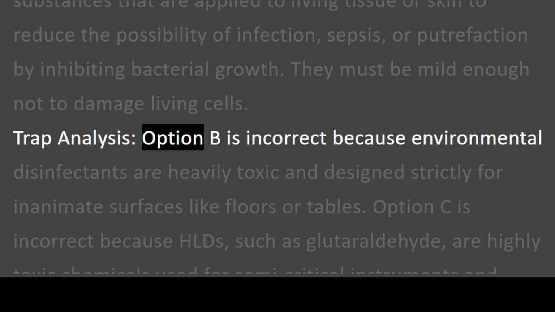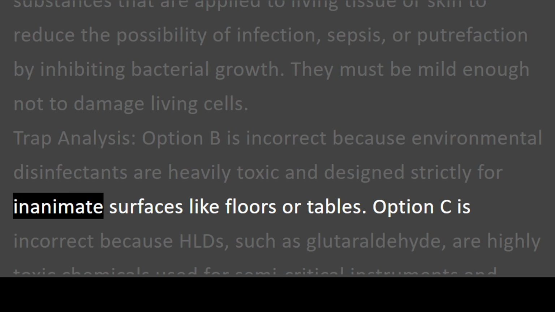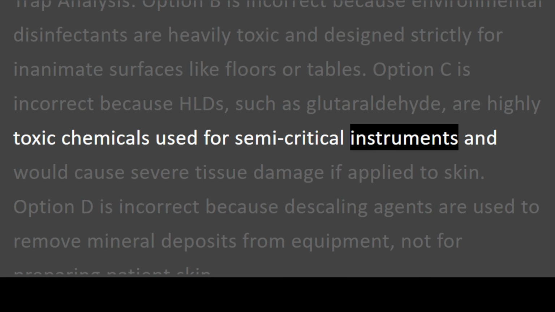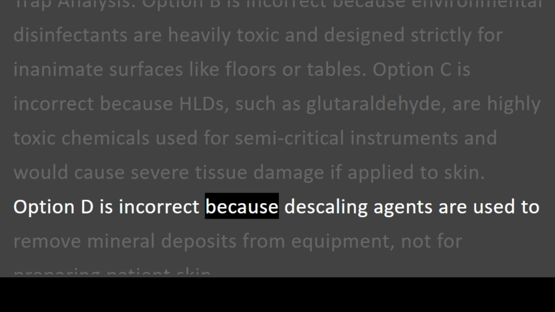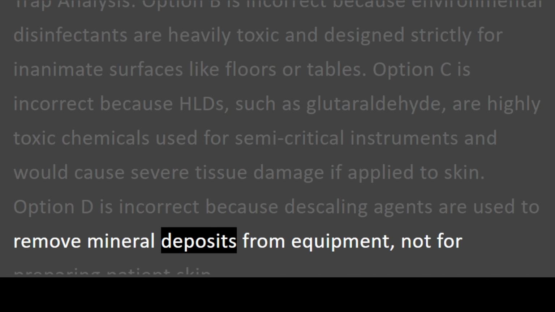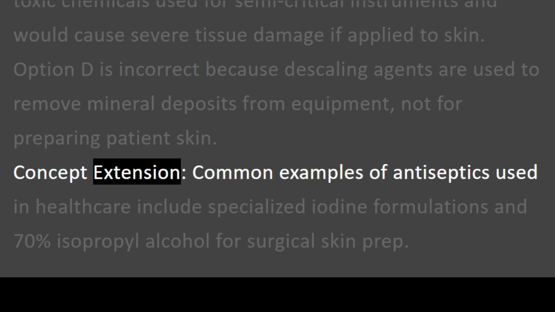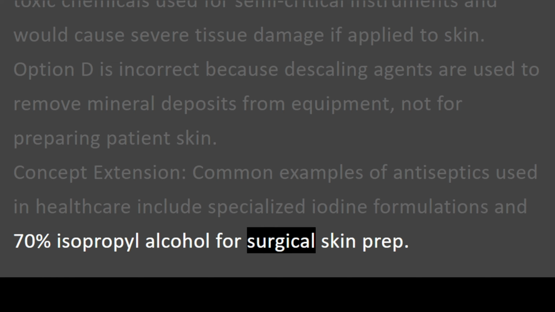Trap analysis: option B is incorrect because environmental disinfectants are heavily toxic and designed strictly for inanimate surfaces like floors or tables. Option C is incorrect because HLDs, such as glutaraldehyde, are highly toxic chemicals used for semi-critical instruments and would cause severe tissue damage if applied to skin. Option D is incorrect because descaling agents are used to remove mineral deposits from equipment, not for preparing patient skin. Concept extension: common examples of antiseptics used in healthcare include specialized iodine formulations and 70% isopropyl alcohol for surgical skin prep.